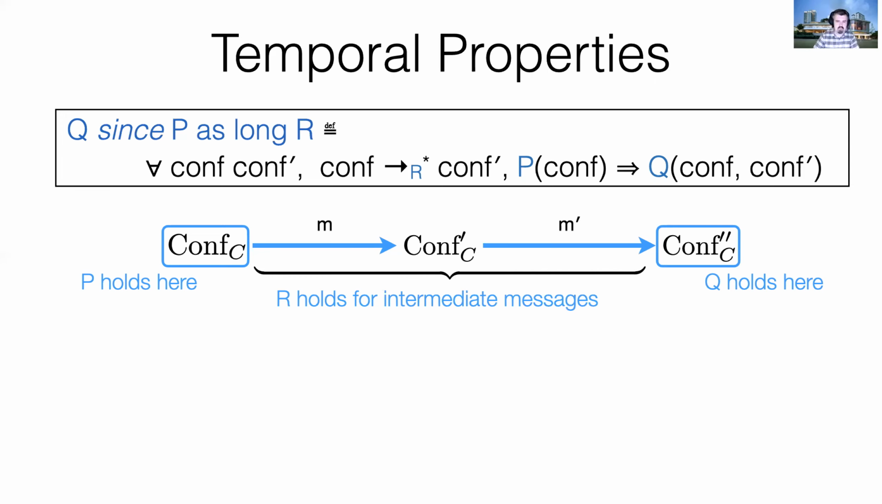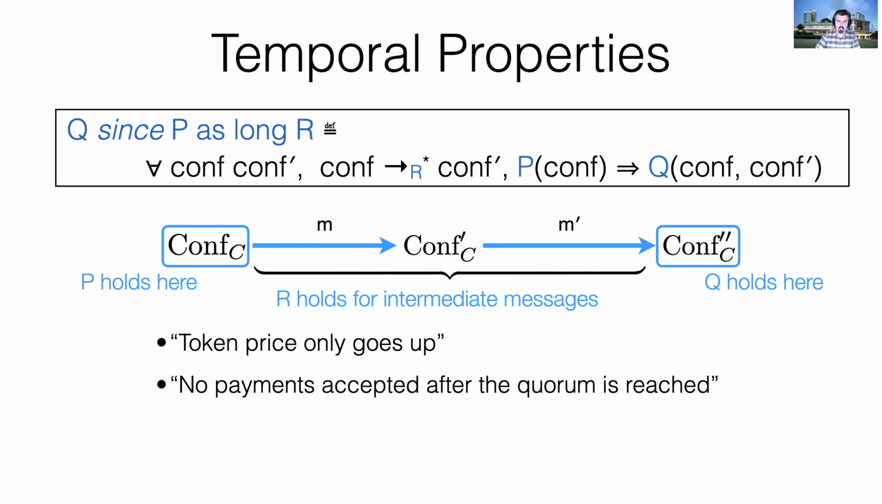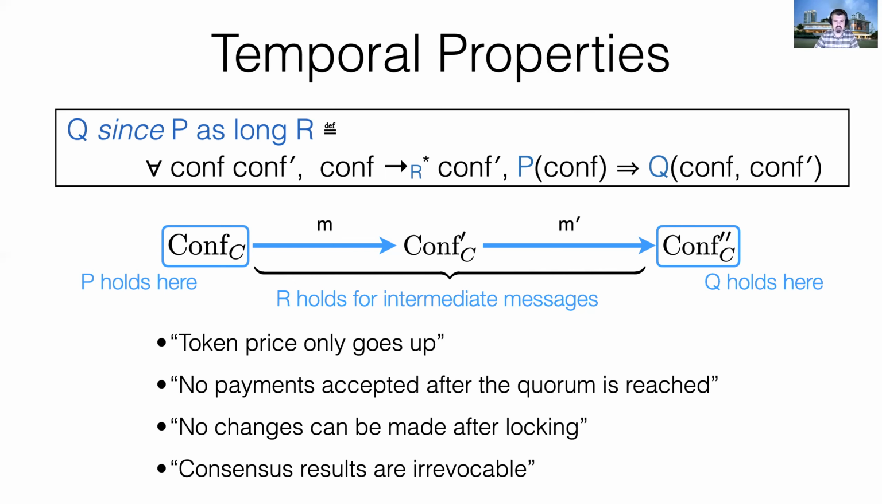Okay, I understand that this might be very, very abstract, but in fact, depending on the P, Q, and R properties, very many reasonable things fit into this formulation. For example, token price only goes up, or no payments are accepted after the quorum is reached, or no changes can be made after the contract has stopped accepting donations. So, just by exercising these definitions, we can write lots of properties that we care about.